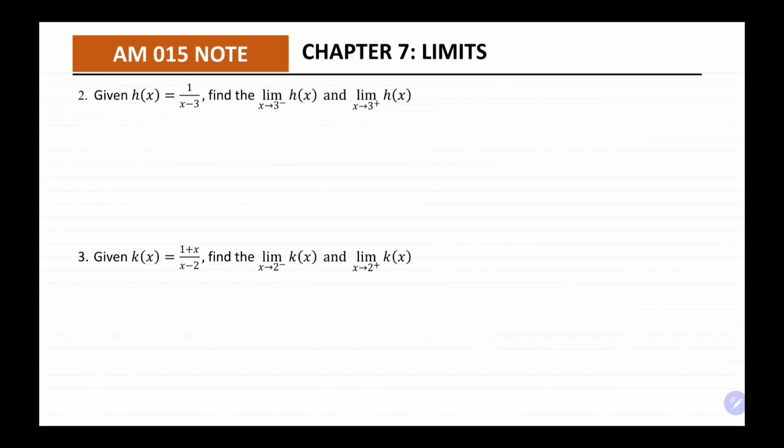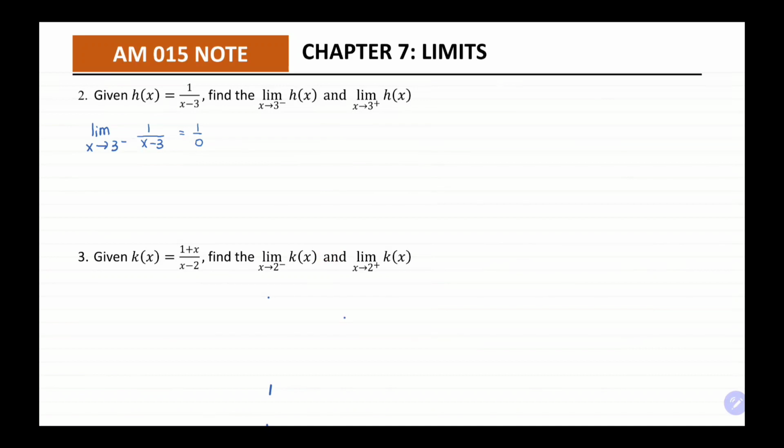We look at question number 2. Given h(x) equals 1 over x minus 3, the question asks to find the limit as x approaches 3 from the left and as x approaches 3 from the right. Okay, now we start with the limit as x approaches 3 from the left. h(x) is 1 over x minus 3. If I substitute x equals 3 into the function, then I will get 1 over 0.